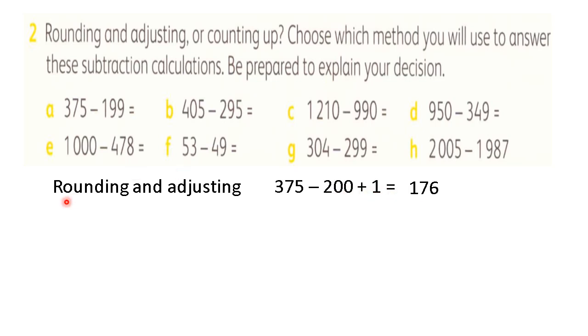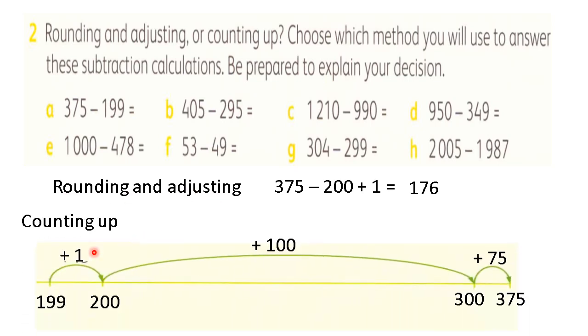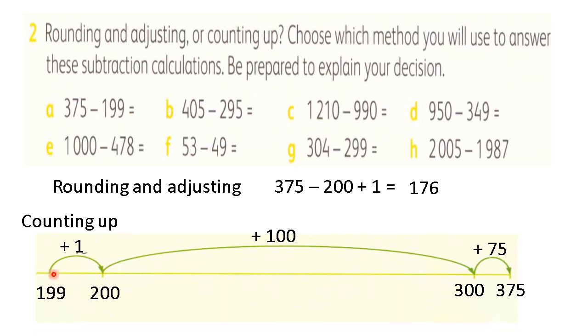176. So, would you use rounding and adjusting, or would you use counting up, which means starting from 199 plus 1 to 200 plus 100 to 300 plus 75, and then go 100 plus 1 plus 75. Which do you think for A is the better answer?